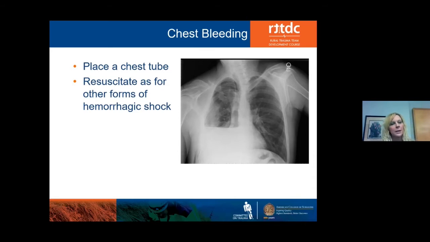Now, thankfully, with bleeding and blood loss in the chest, most of the time chest trauma does not need the operating room. You can do different things like resuscitative measures or placing chest tubes to actually control this, and they don't need operative management. Then you're going to resuscitate after you place the tube in this patient. You would resuscitate as you would for other forms of hemorrhagic shock, which we'll get into, such as your fluids and your blood products.